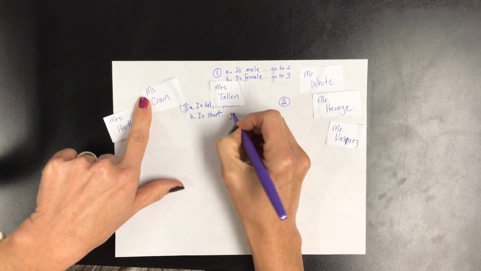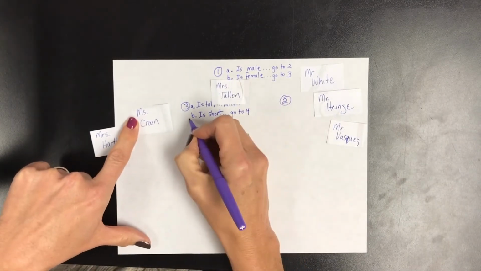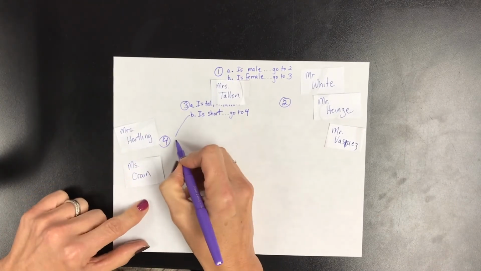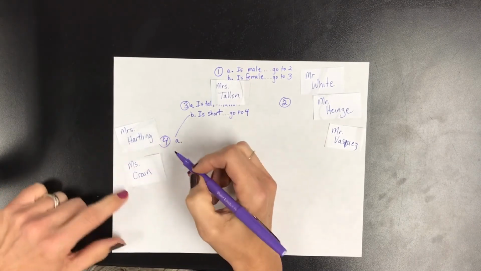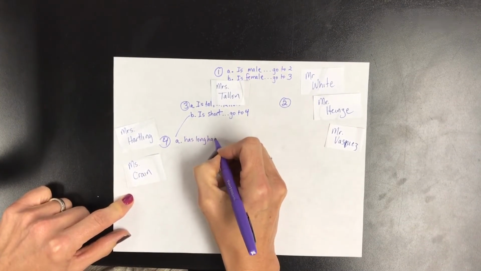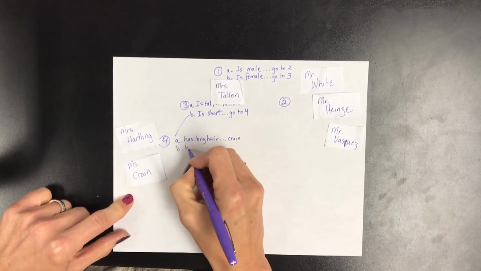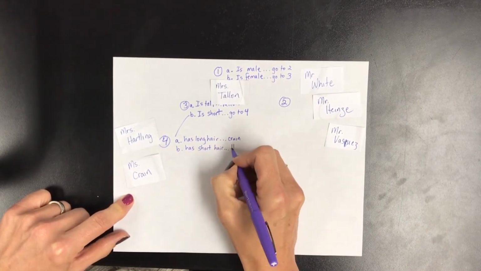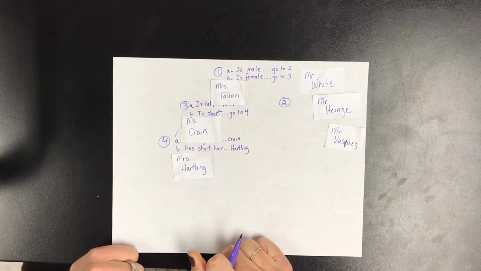So we need to have a go to. We already have a 3, so we're going to 4. So now I'm going to go down to here. 4. Now I have 2 things, Miss Crane and Miss Hartling. For A, Miss Crane has long hair and Miss Hartling has short hair. So I'm going to say has long hair, and that's Crane. And then B would be has short hair, and then we're getting to Hartling. So we have all of the females taken care of.